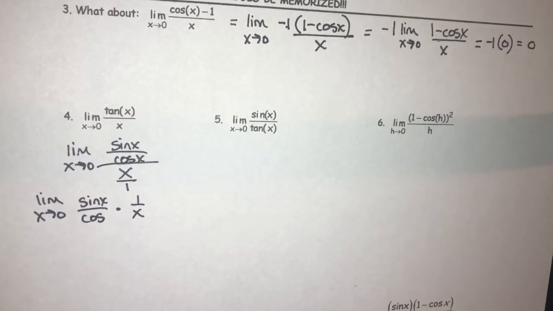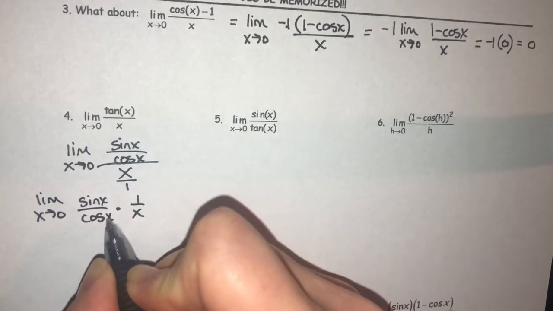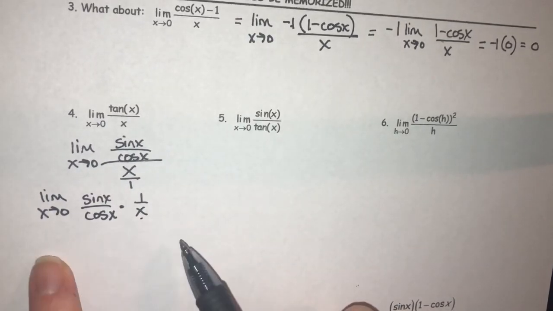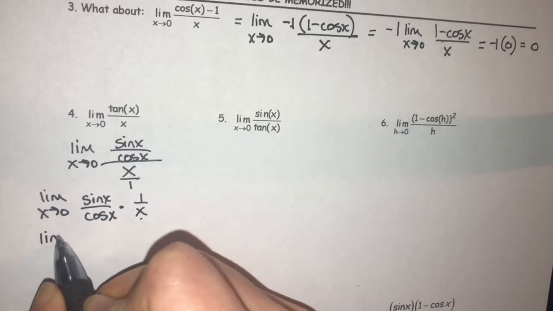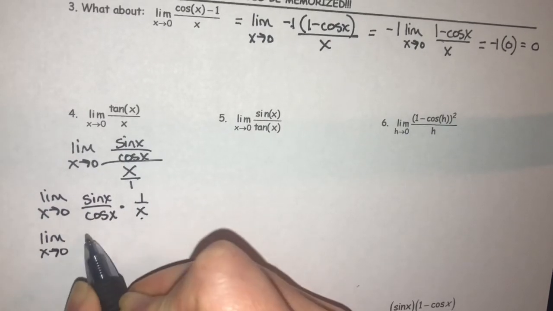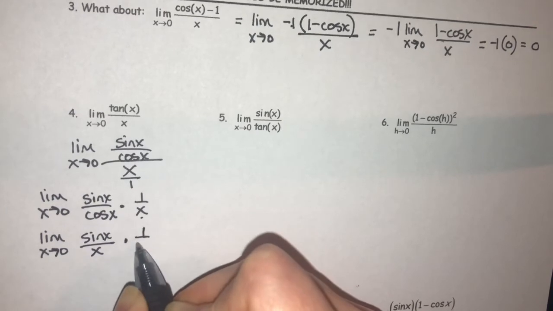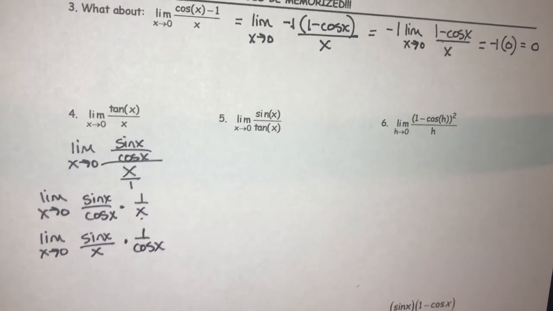And you recall that you can multiply in any order. 2 times 3 is the same thing as 3 times 2. Whoops, I left it off my x here. So I'm going to switch my cosine of x and my x on the bottom. That's a legal move in algebra. So I'm going to say sine of x over x times 1 over the cosine of x.